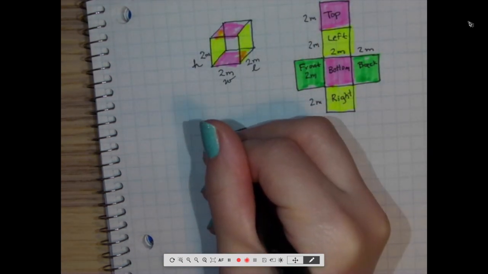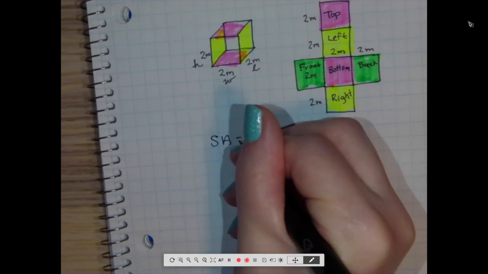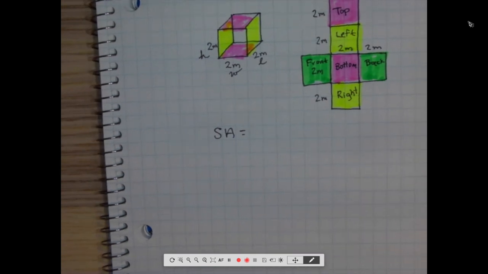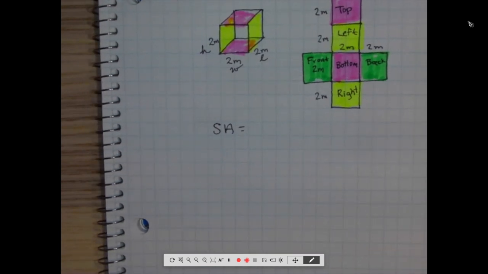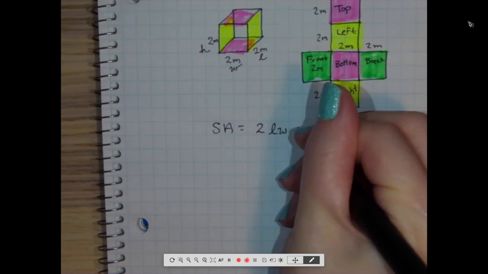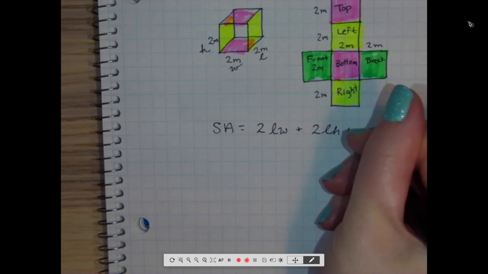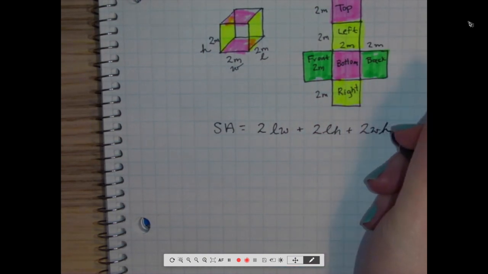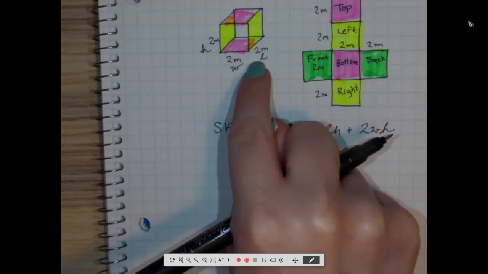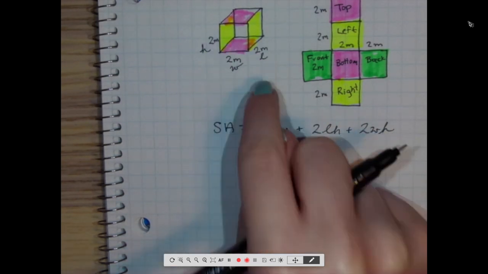So let's use our formula to figure out our surface area. And I just write down SA for surface area because we're lazy mathematicians. We don't want to write it all out if we know what SA means. So, 2 length times width plus 2 length times height plus 2 width times height. Might have a different order than I did on the last page. General idea is you want each possible pair of the length, width, and height.